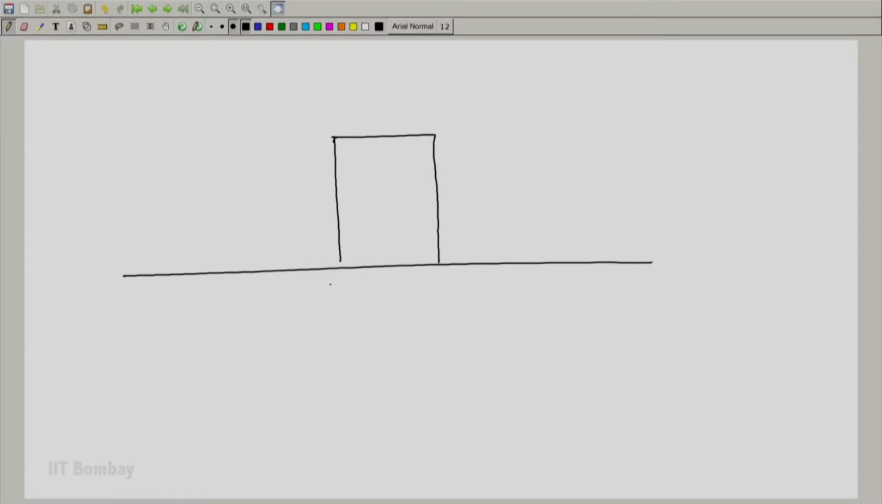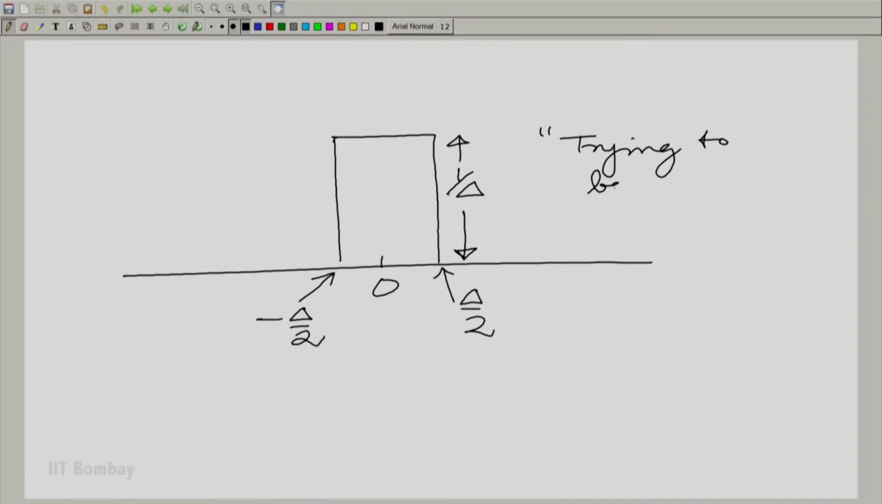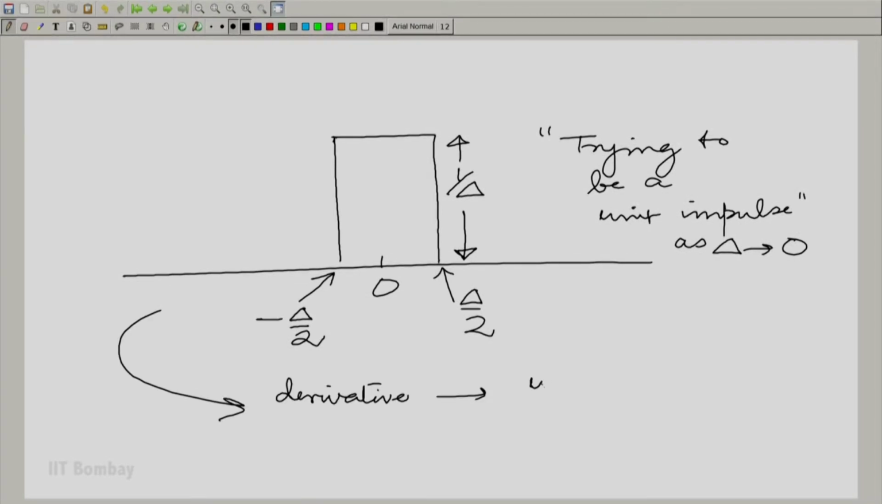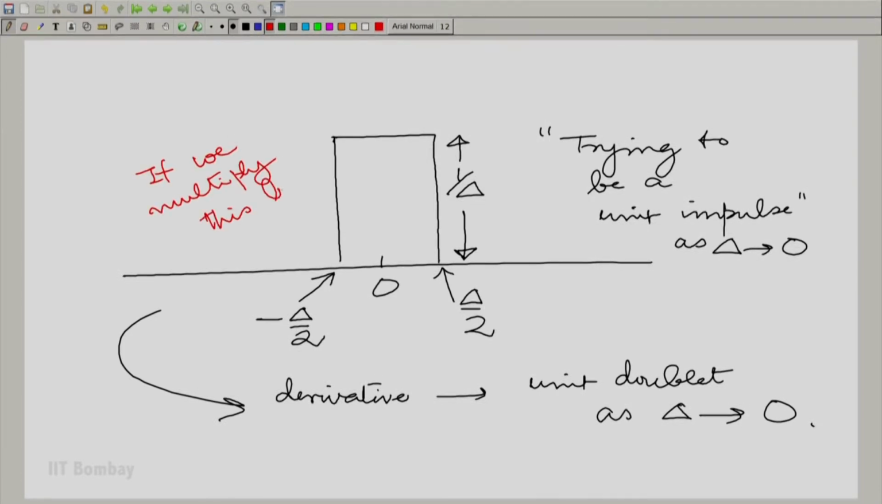Let me explain this to you again. What I mean by that is, if you take this, which is trying to be a unit impulse as delta tends to 0, and when we take its derivative, we get a unit doublet as delta tends to 0. In contrast, if I have C0 times 1 by delta here as the height, its derivative would give a doublet with strength. So, a doublet can also have a strength, a doublet with strength C0.